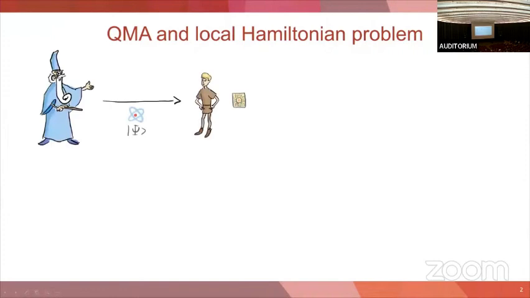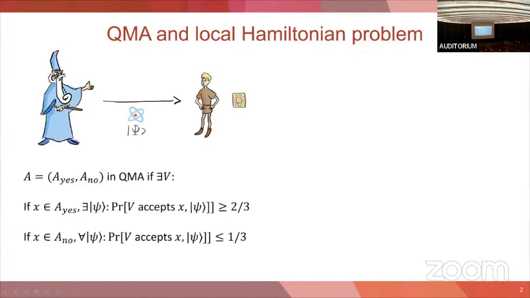So QMA can be viewed as a proof system between an all-powerful prover, Merlin, that sends a polynomial size quantum proof to Arthur, which is a polynomial time quantum verifier. A promise problem A is contained in the class QMA if there exists a polynomial time, uniformly generated verification circuit V, such that if it's a yes instance, you will accept the input X and the proof with high probability. And if it's a no instance, you will reject with high probability, or accept with small probability.